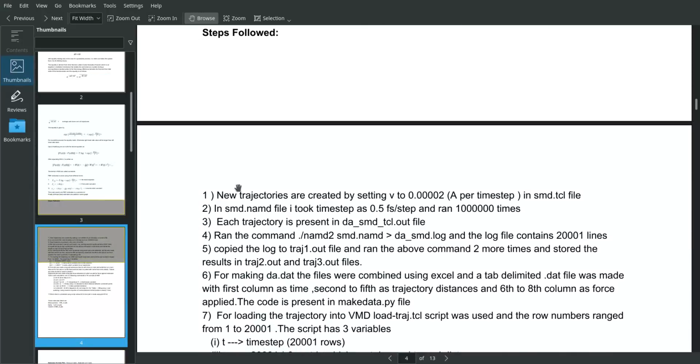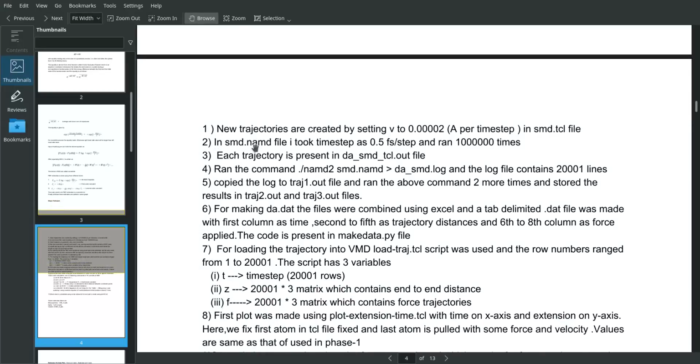The new trajectories are created by setting V to 0.0002 Å per time step in the assembly.tcl file, which will be in the last lines. In the assembly.namd file, I took the time step as 1 fs per step and ran 10 lakh steps. Each trajectory is present in the da_assembly_tcl.out file. After doing all this, we run the command ./namd2 smd.namd and redirect the output to the da_assembly.log file.